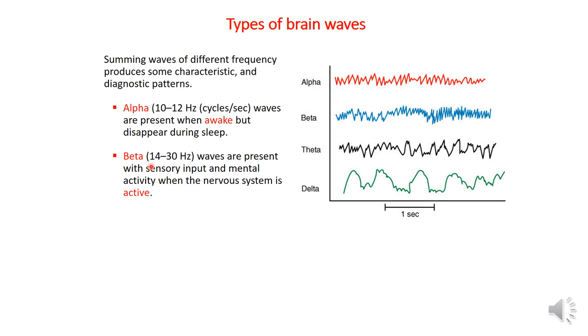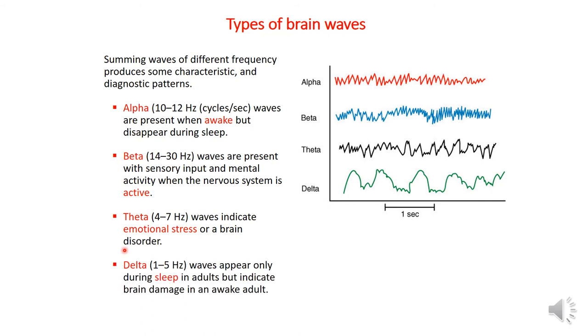Beta waves are characterized by high frequency, 14 to 30 hertz, or cycles per second. It is the highest in frequency. Then we have theta and delta waves. They are slow waves. Theta, 4 to 7 hertz, usually indicates emotional stress or a brain disorder.